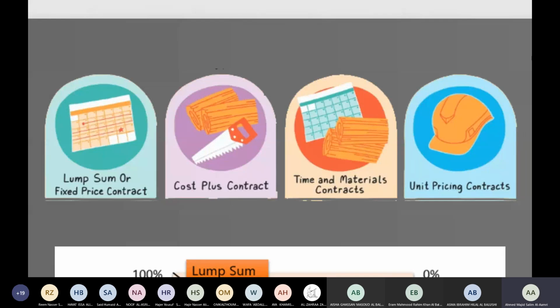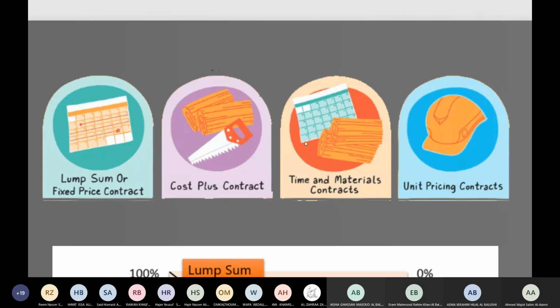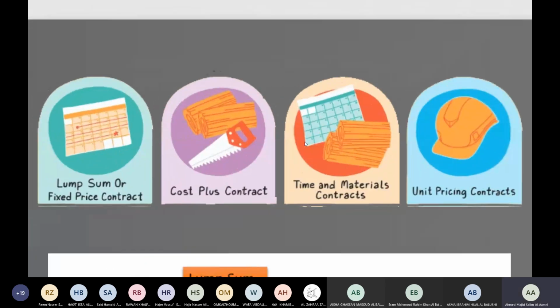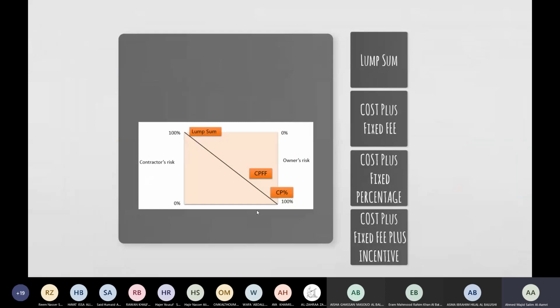Okay, so we have different payment methods. We have lump sum, cost plus contract, time and materials contracts, and then unit pricing contracts. We are going to try to finish the first two, and then we'll take the other ones hopefully the next class. Now we'll come to this particular figure at the end, after completing these four.